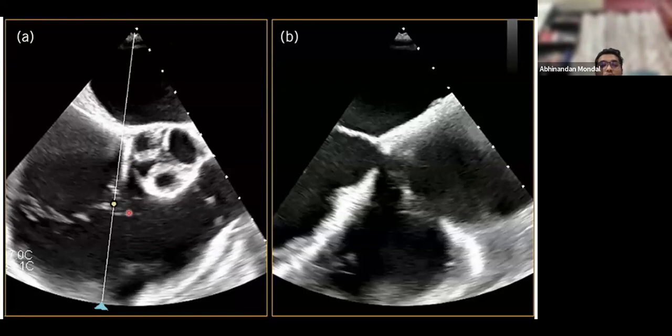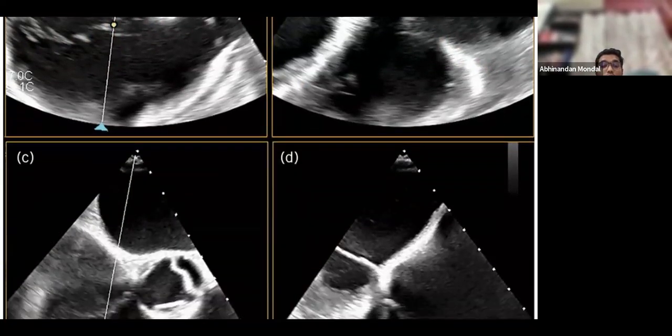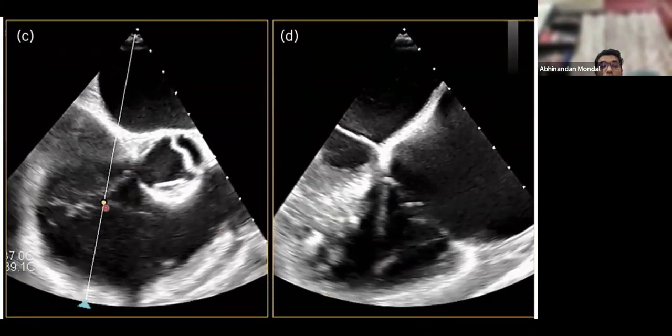So this is the image that I was talking about. That is the mid-esophageal RV inflow outflow view, where you can put your X-plane and examine all the leaflets. If you sweep the X-plane through the entire tricuspid valve, you can examine the entire valve in your orthogonal image.